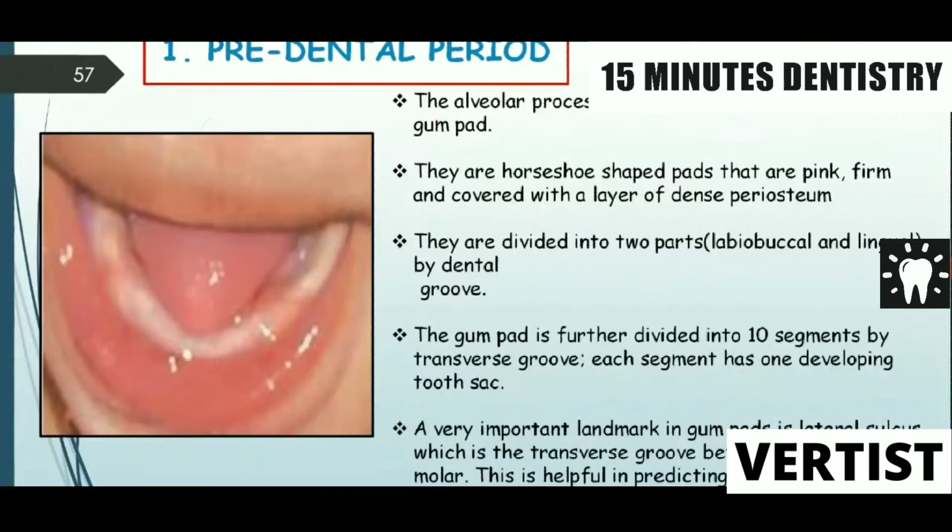Each segment has one developing tooth sac. A very important landmark in gum pads is lateral sulcus, which is the transverse groove between canine and first molar. This is helpful in predicting inter-arch relation at a very early age.